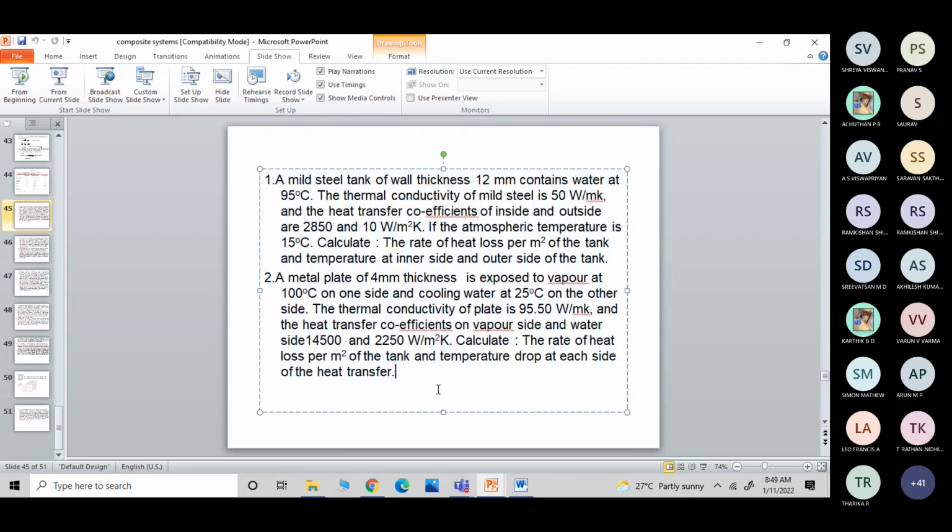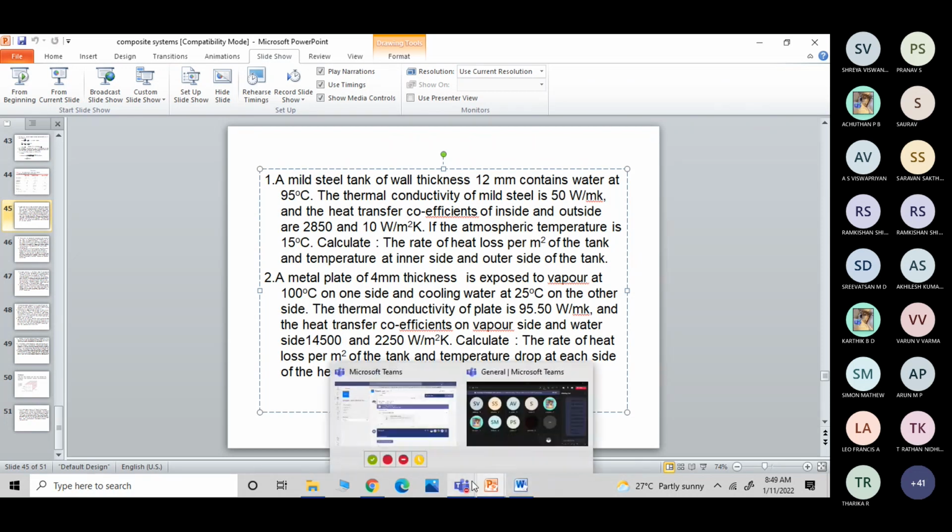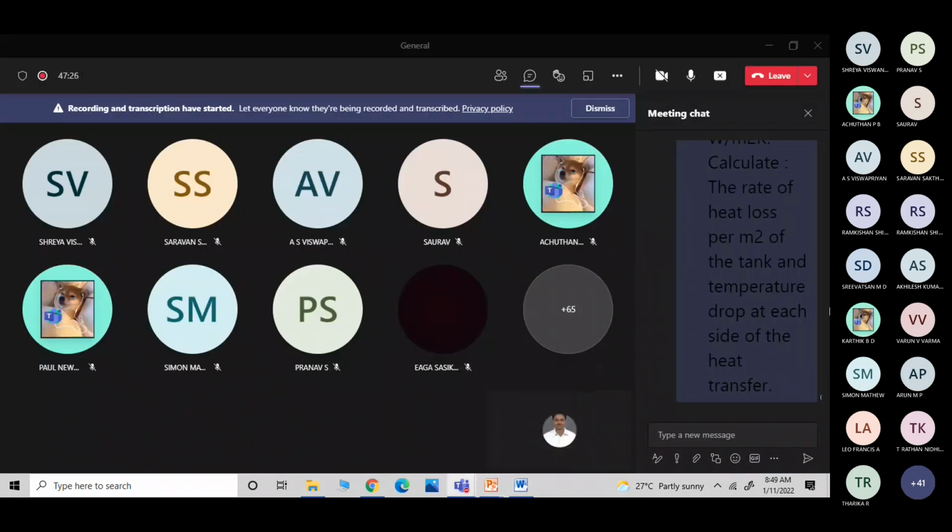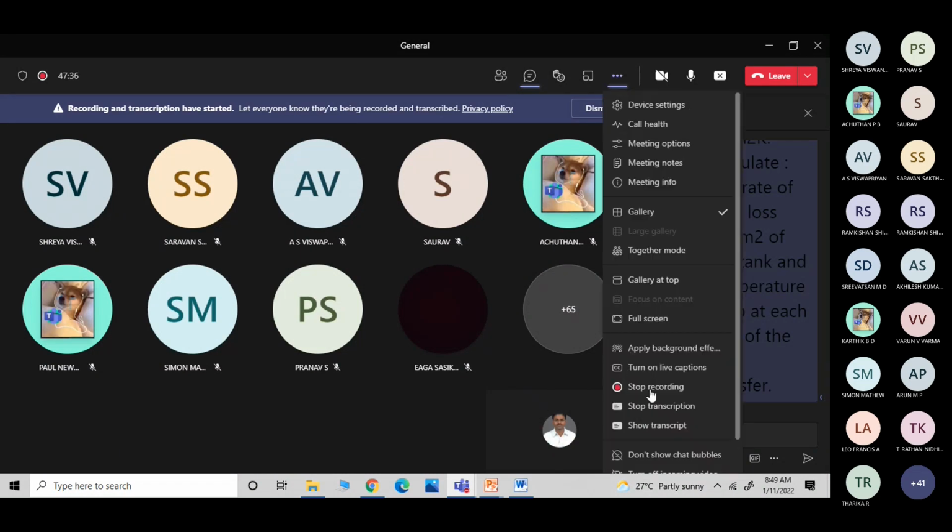The only differences in the second problem are that the plate thickness varies and the heat transfer coefficient values vary. One side it is vapor and the other side is water. Just like the first problem, you have to solve it. Is it fine? Will you be able to solve? Yes, sir. Okay, try to solve more problems. With this, I stop this recording, and on Thursday we will meet at 8:55. Am I correct? Yes, sir.